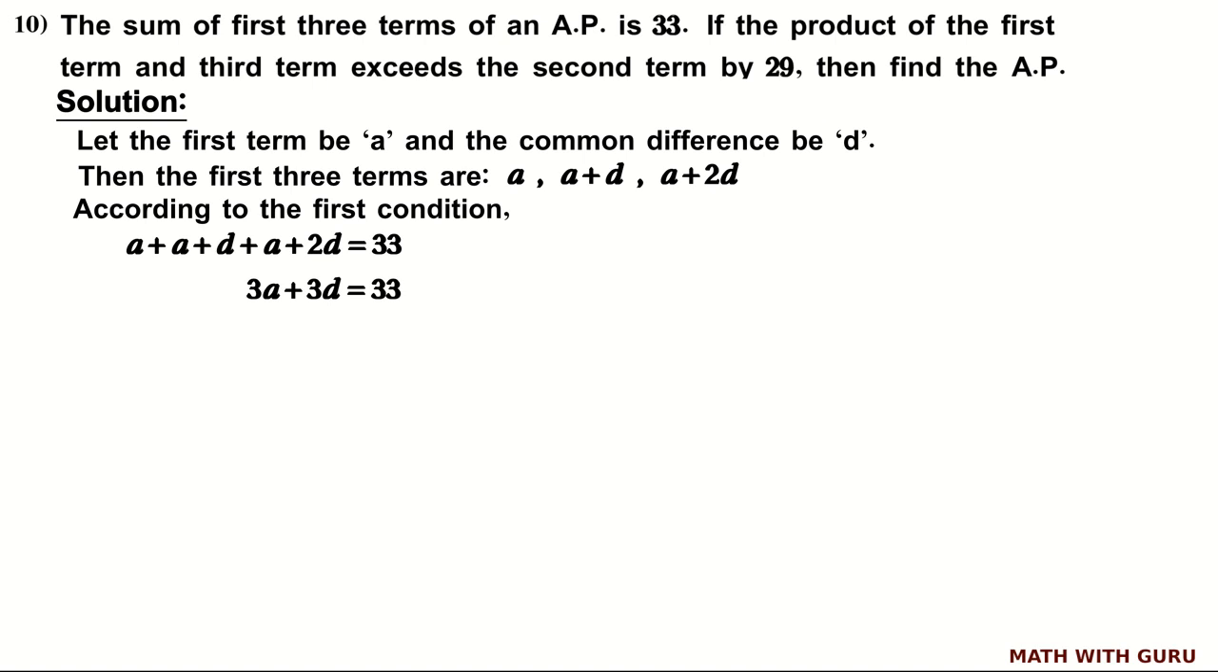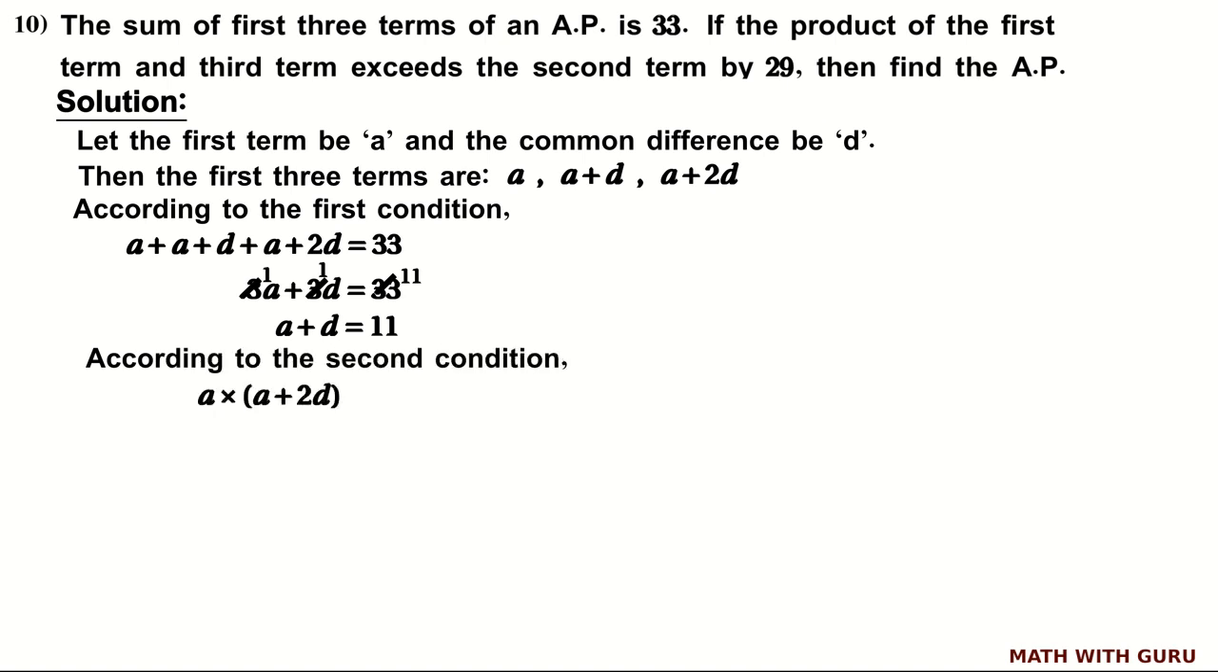Let us simplify this. 3A plus 3D equals 33. 3 is a common factor. 3 ones are 3, 3 ones are 3, 3 11s are 33. A plus D equals 11. According to the second condition, A into A plus 2D, first term multiplied by the third term is equal to second term A plus D plus 29.